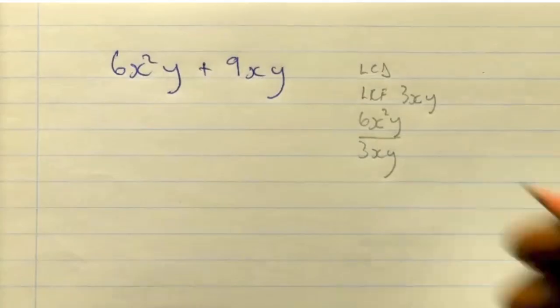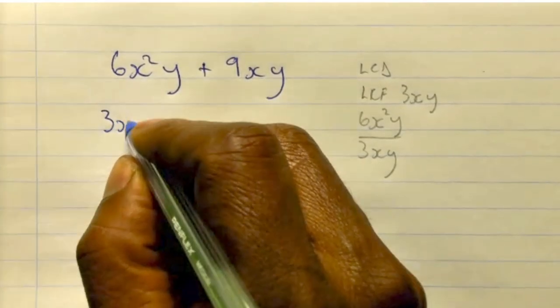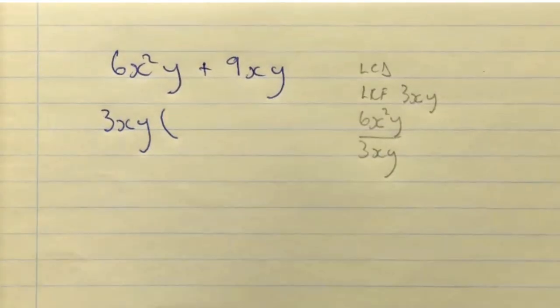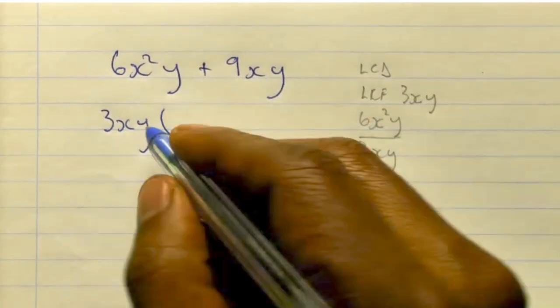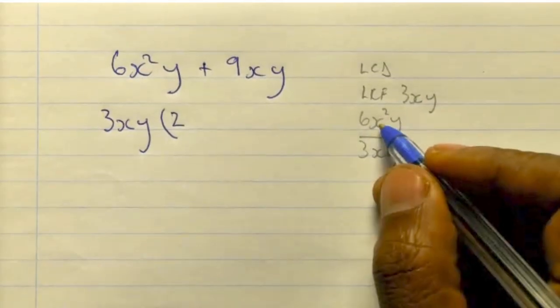Right. Then you do what? You say my LCF is 3, x and y. Then you open your bracket. 3 goes there twice. You see, I'm no longer even scratching. X goes there, x.